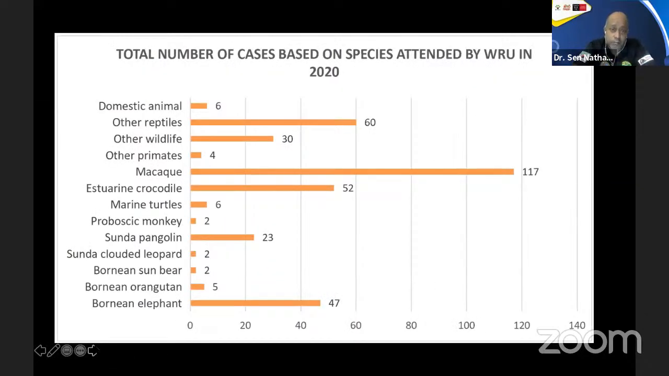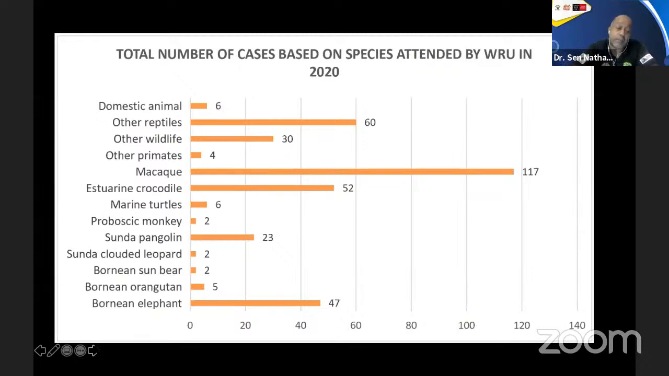Now, in terms of cases that we have attended, this is again a very interesting note to see. In 2010, one of the core activities or justification of setting this up was to look at orangutan and Bornean elephant rescue, translocation, and conservation work. So very true enough, between 2010 and 2015, our bread and butter was basically orangutan translocations and Bornean elephant work. But times change during the past 10, 12 years.